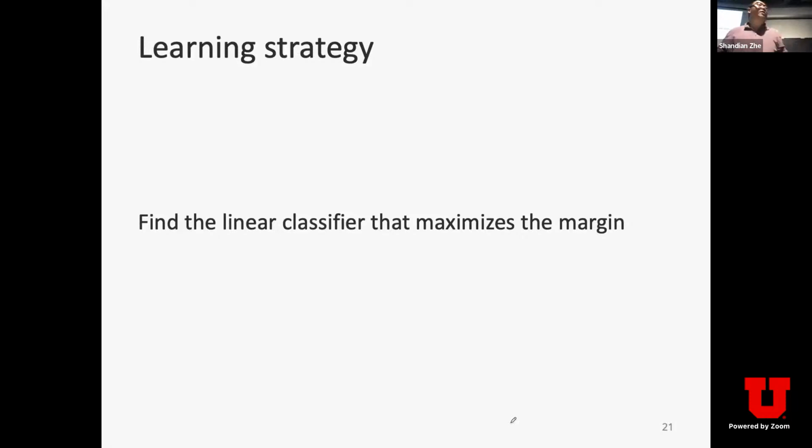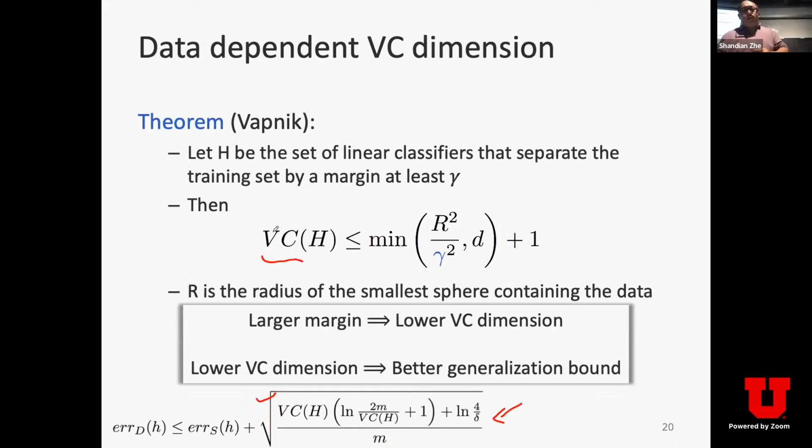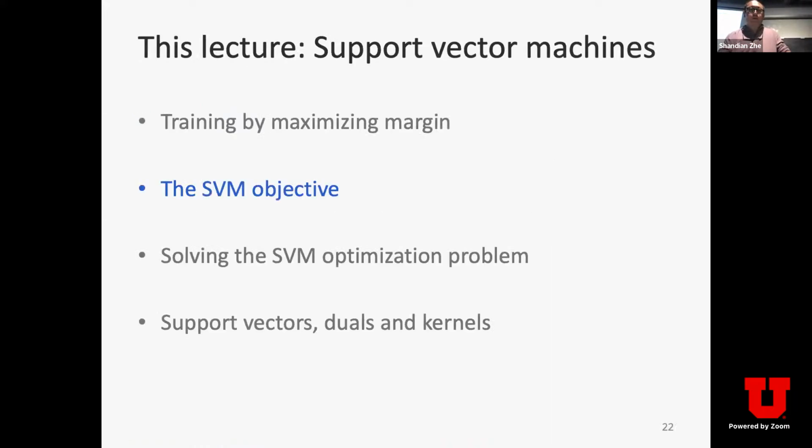We're not only fitting the training data, we also want to make sure our linear classifier has the largest margin, because then it belongs to that particular subset of linear classifiers whose VC dimension is the smallest. And then it will give me the smallest generalization error bound, given that your training error is equally small. Okay, that motivates our learning principle: we should maximize the margin. Right? So any questions so far?